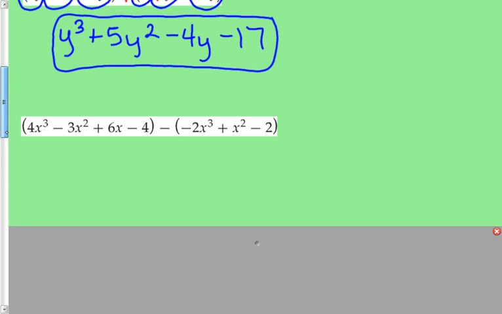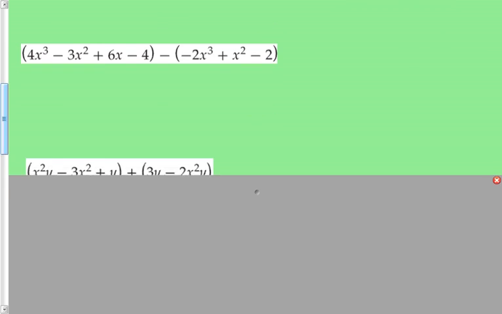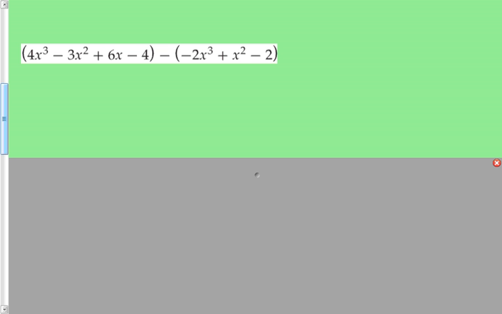Here's another subtracting one. These look really complicated, but they're not that bad once you learn how to do them. All right, so since I see subtraction, I'm going to go through and change my signs first. That makes that a plus. That'll make that one a positive, this one a negative, and this one a positive. Now I can combine them.